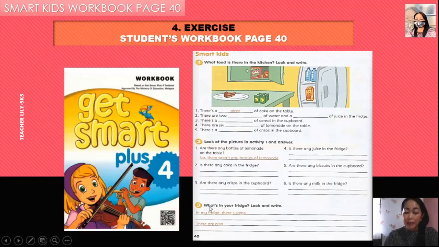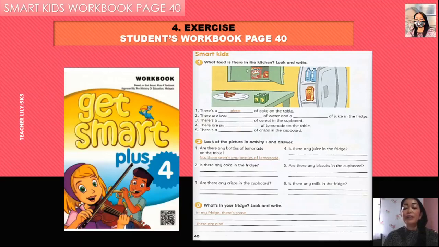And then number 3, what's in your fridge? Look and write. This is inside your own fridge at home. After you do number 1 and number 2, you go to number 3 and then you go to your kitchen. Look inside the fridge. What's inside the fridge? Then you write here. In my fridge, there's some eggs and 2 pieces of cake. You can write it like that.